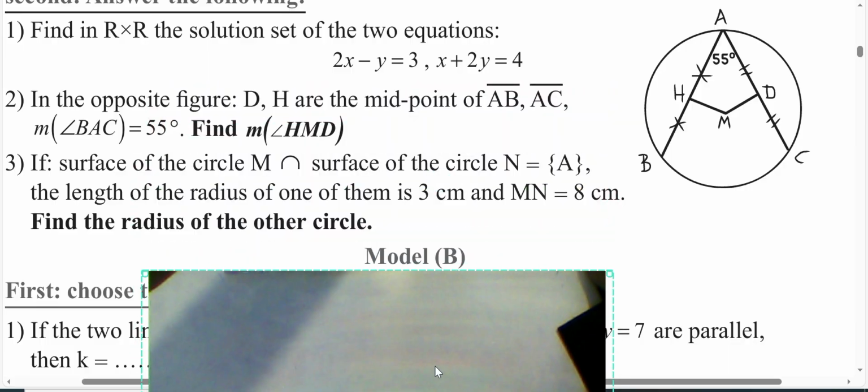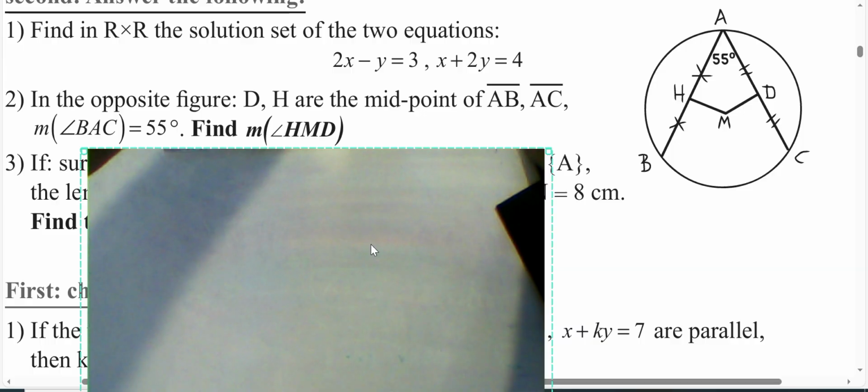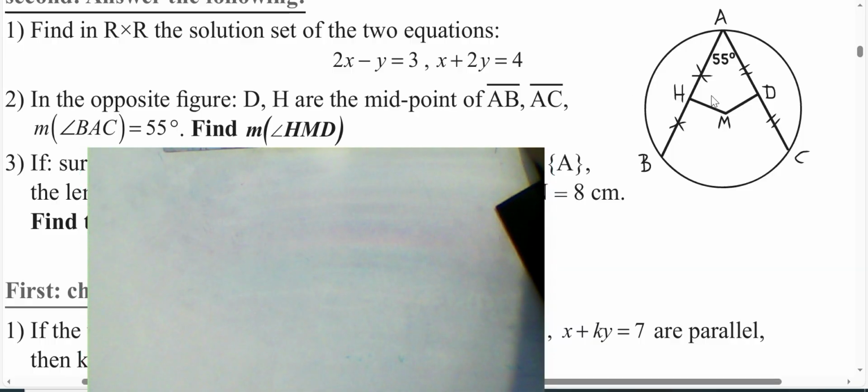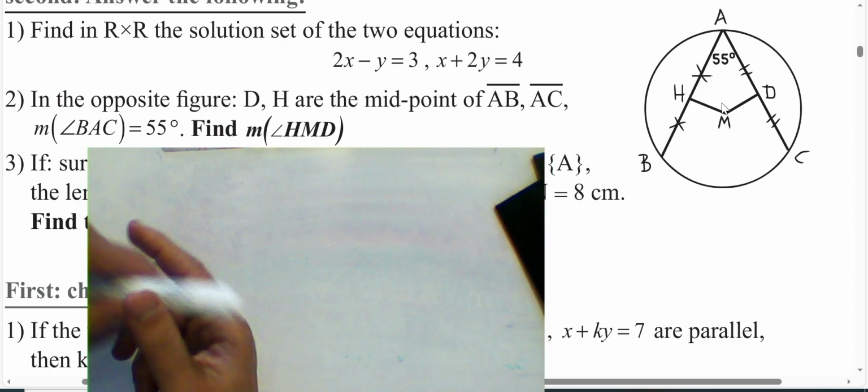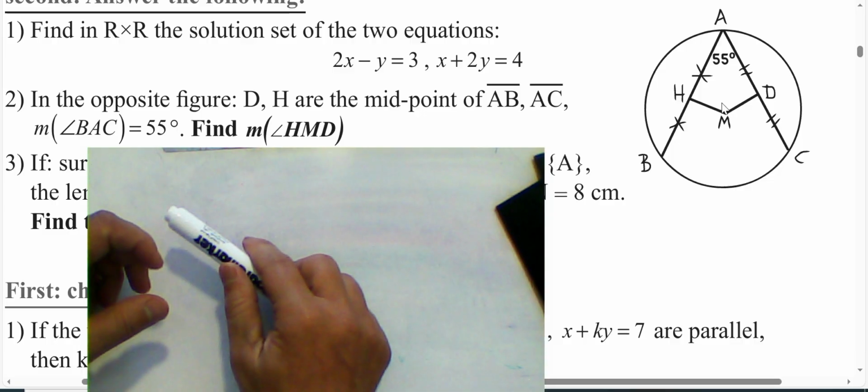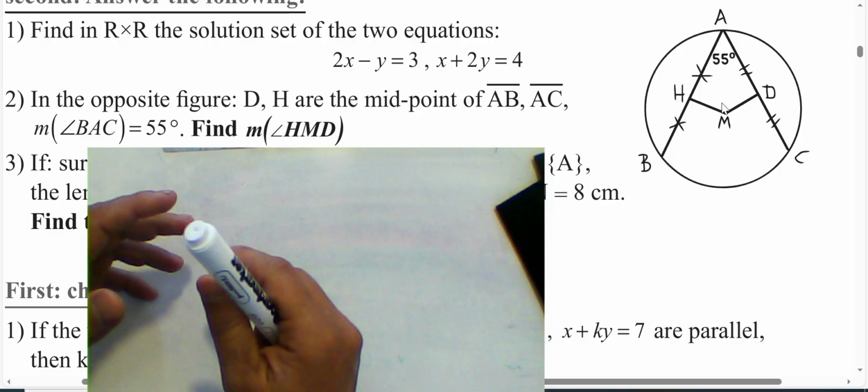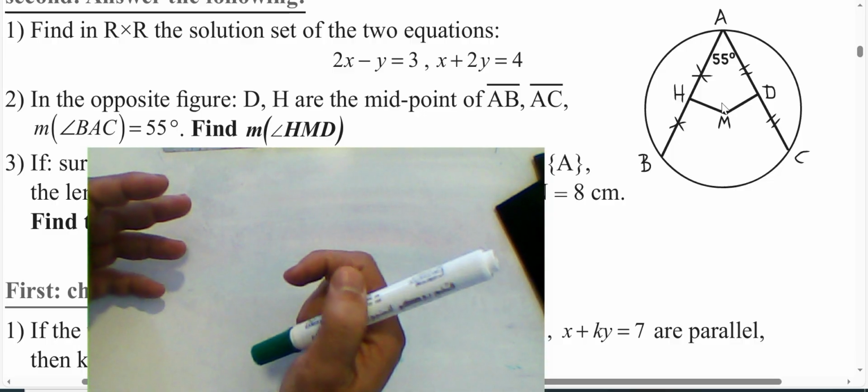Number 2, in the opposite figure, we have two chords here, AC and AB, and H and D are the midpoints of AB and AC. He gives me also the measure of angle A, 55 degrees. Find the measure of angle HMD. You want to find the measure of this angle. First step, we know any straight line passing through the center of the circle and the midpoint of the chord will be perpendicular to the chord.